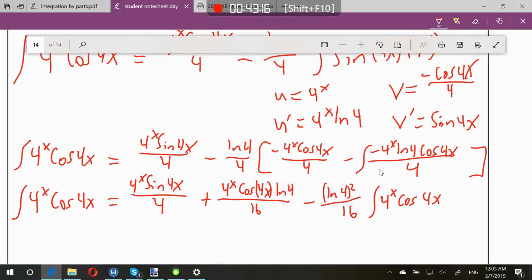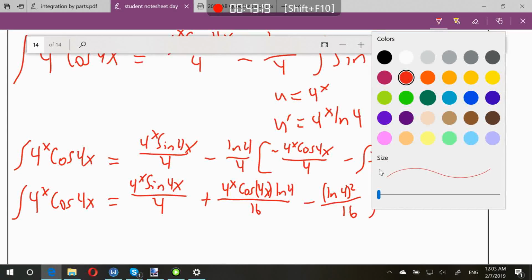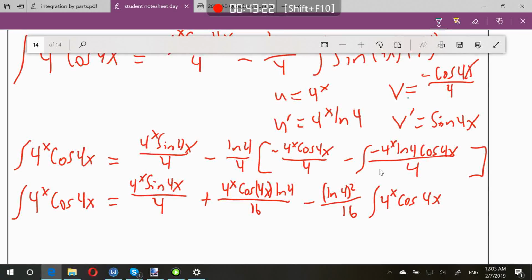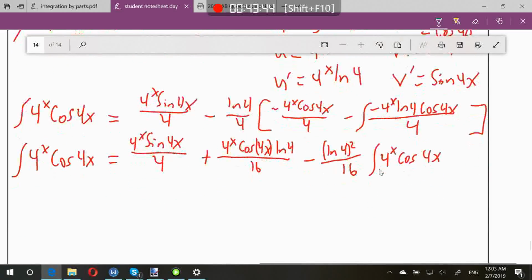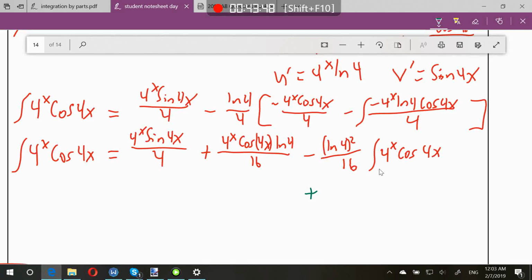Okay. So right now, these two terms are really the same. I'm subtracting a constant times my integral of the original function, so I can actually add ln 4 squared over 16 of that original function back to both sides. So if I do that, this will be this plus ln 4 squared over 16 times my integral of 4 to the x cosine 4x on both sides.